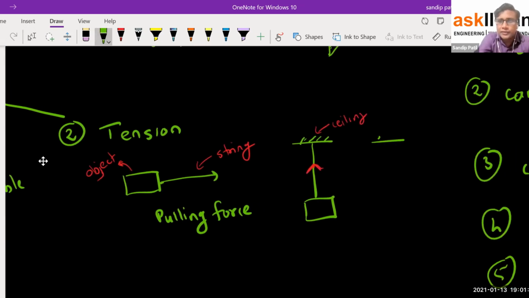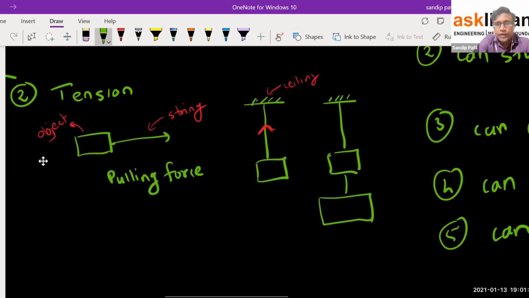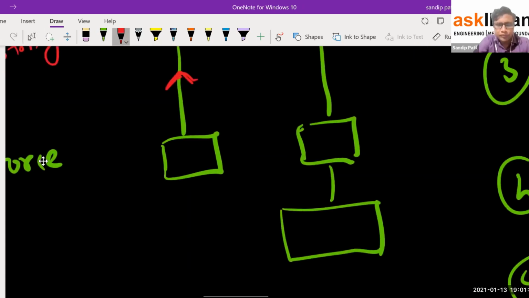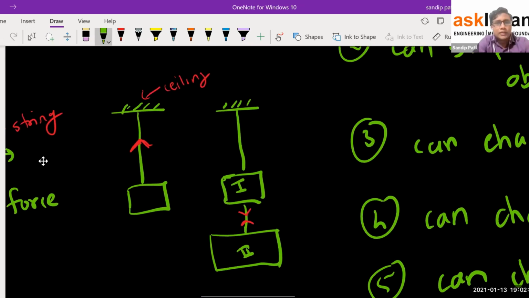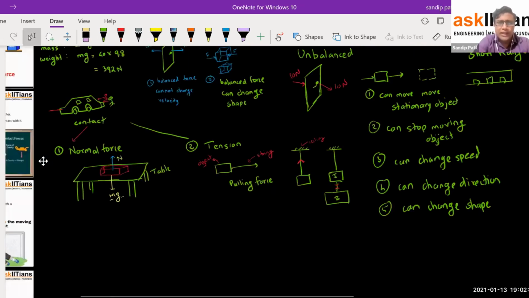Consider another case. There are two blocks like this. Now listen very, very carefully here. This is the part of the string. For the first block, tension is going to act here. It should look like it is pulling. For the second block, it will look something like this. So always remember that tension is the pulling force.